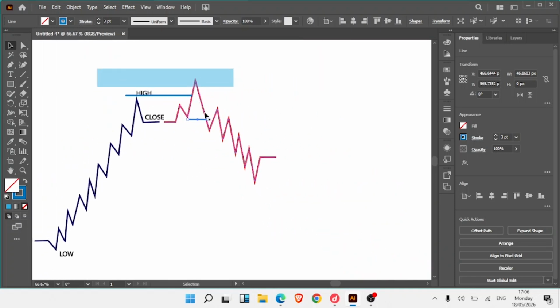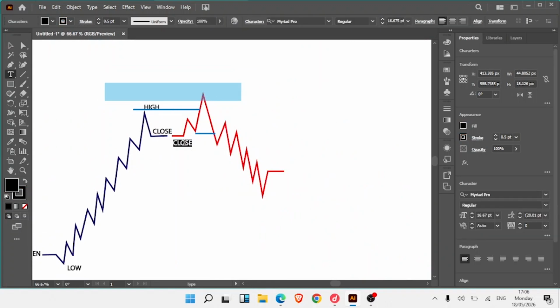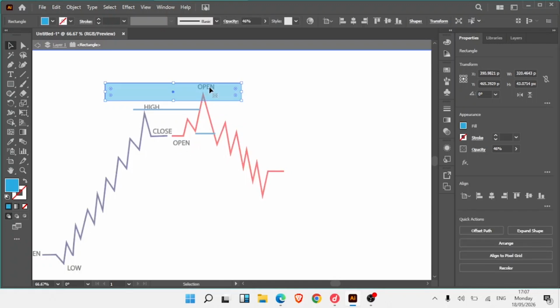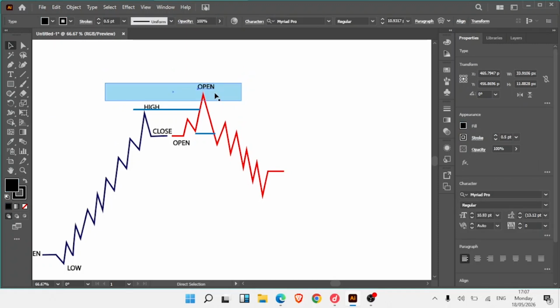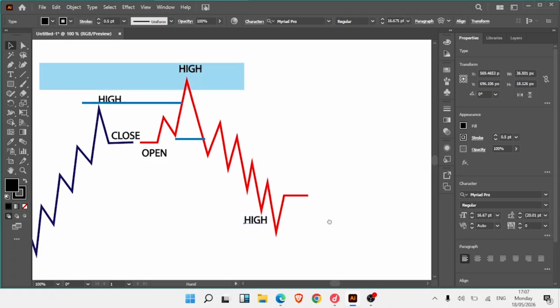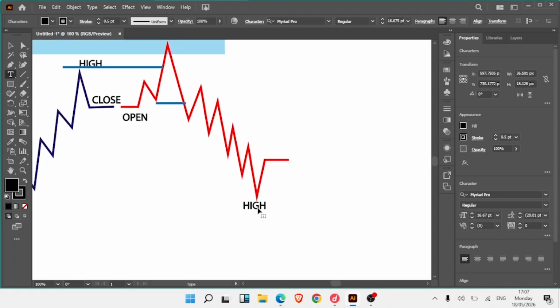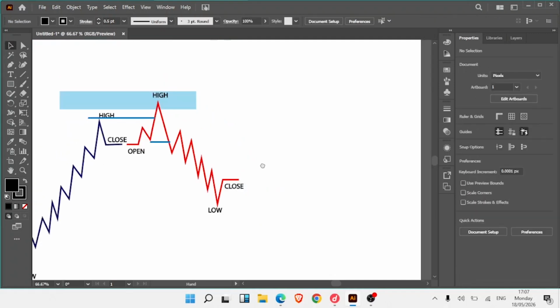So for this day again, this becomes the open, and then price forms a high of the day. This becomes the high. Sorry, I'm using design software. And then this becomes the low, and then this becomes the close. So this is a typical open, high, low, close for the formation of a bearish candle.